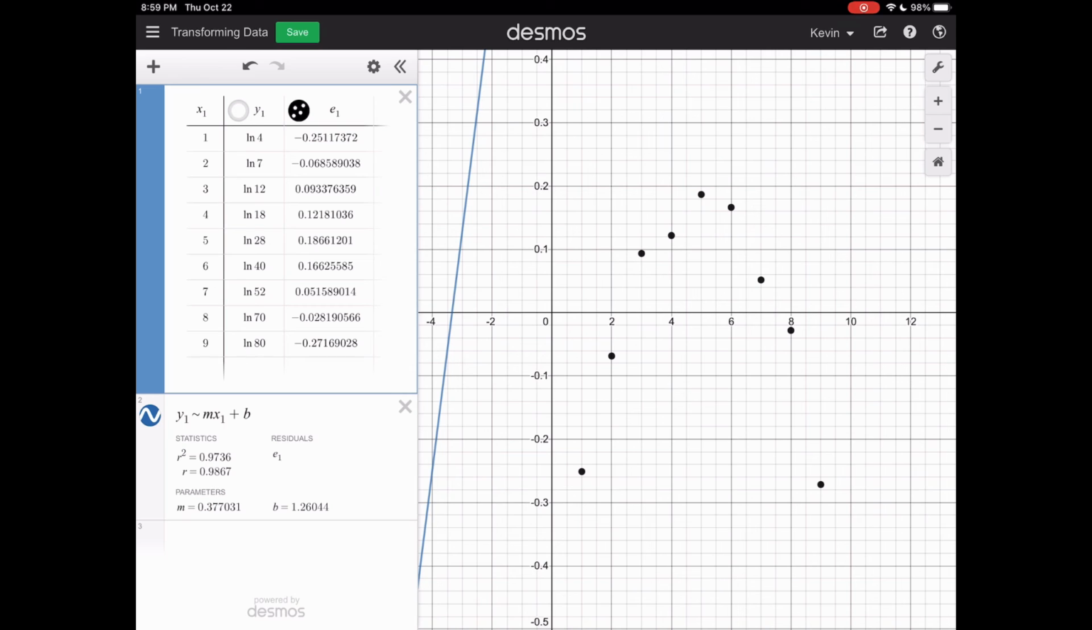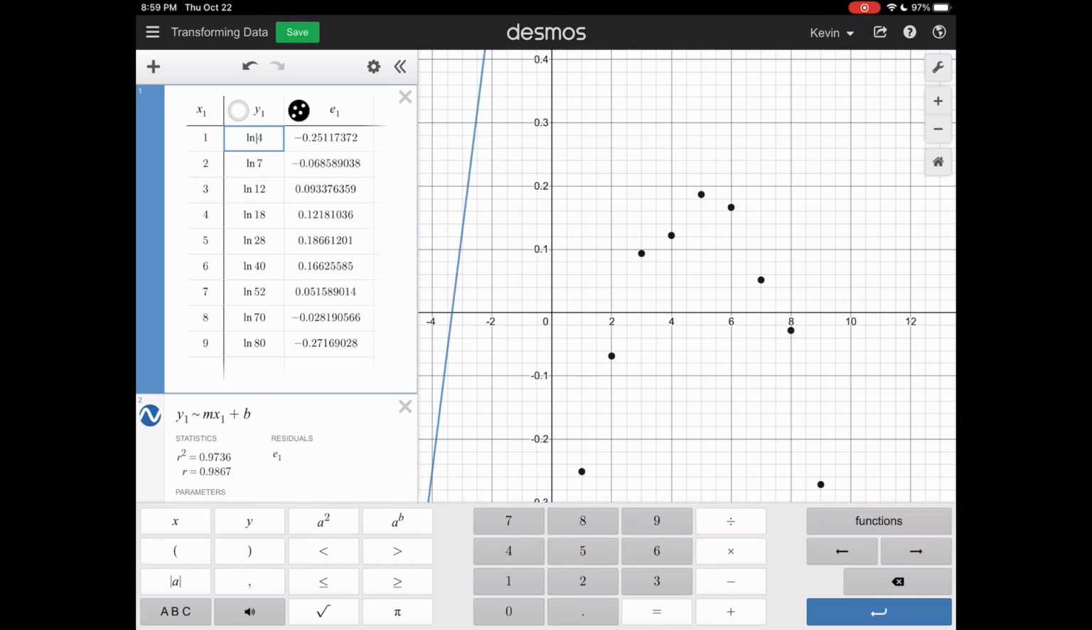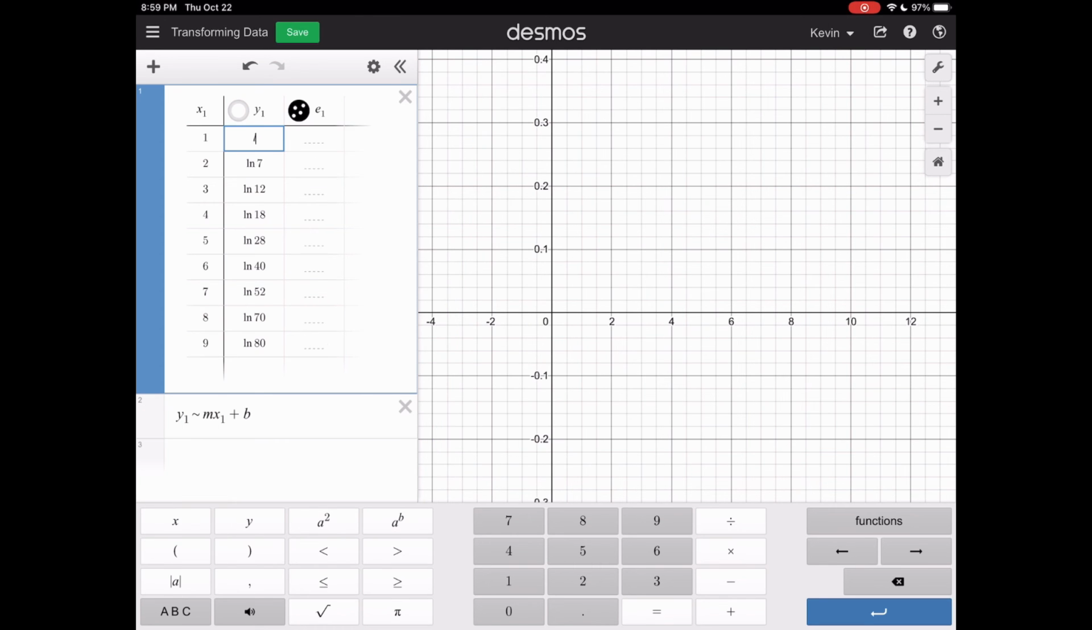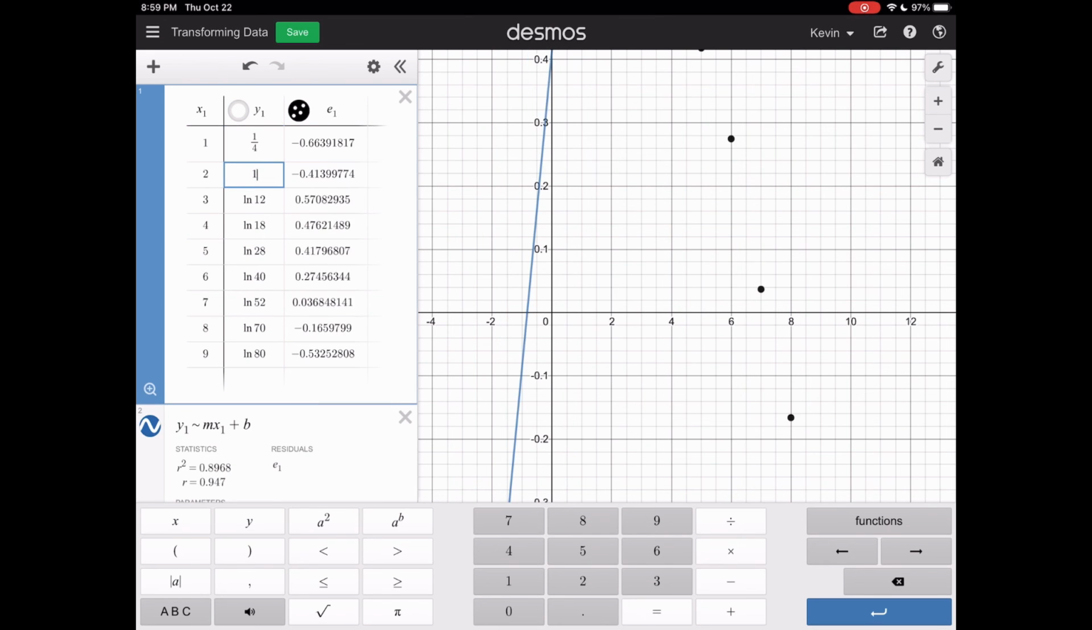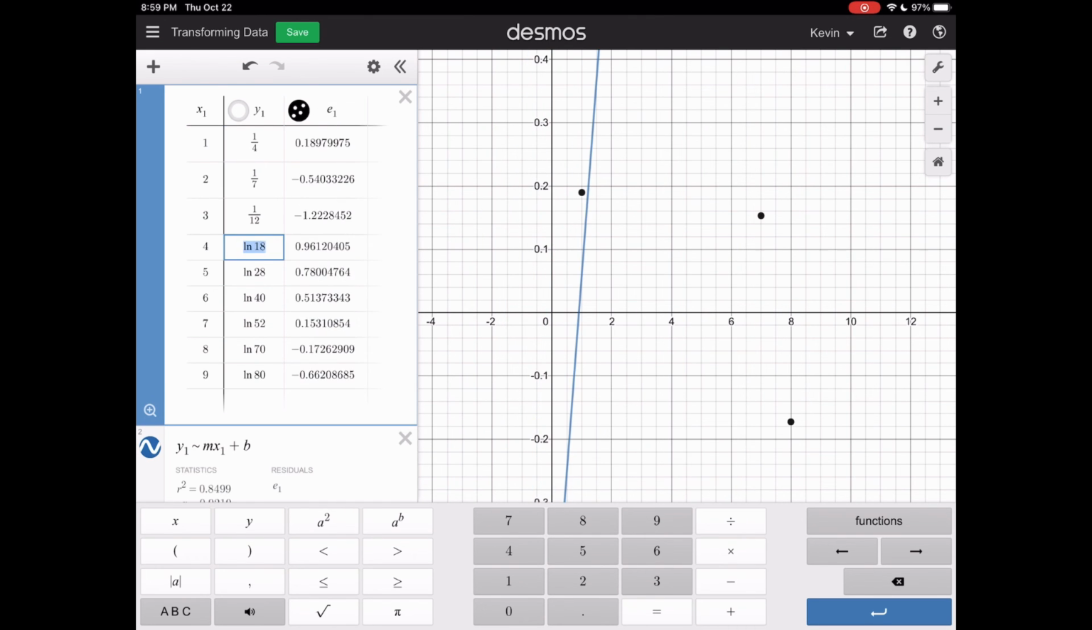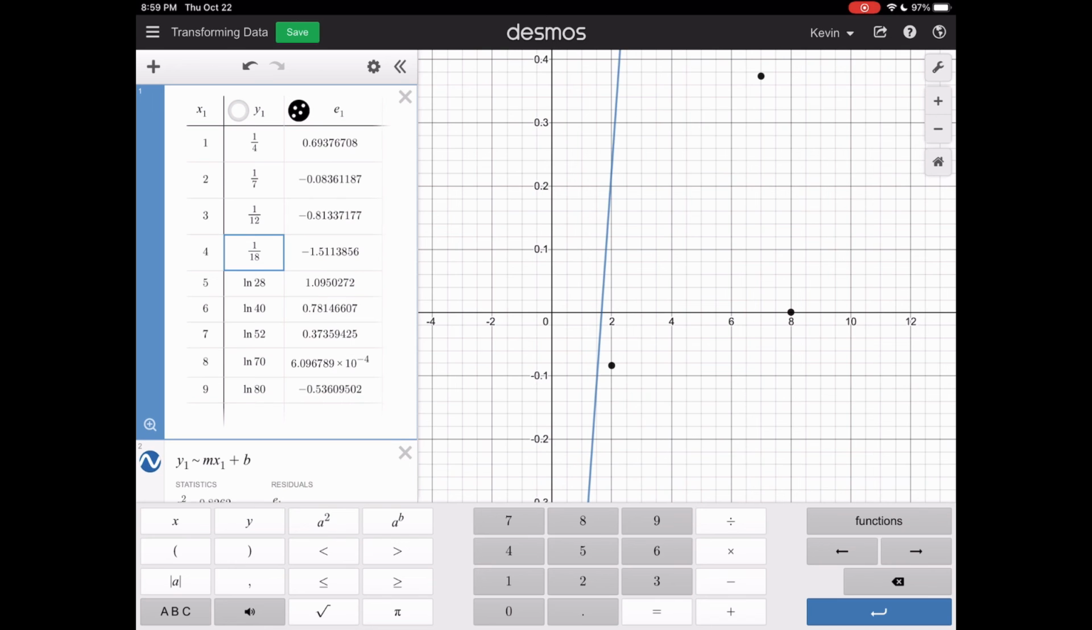Now, you might be asking yourself, and we'll talk about this in a moment, what happens if I have some negative y's and I have this logarithmic pattern? So we'll talk about that. I'm not going to take the natural log of x compared to the natural log of y here because, again, it's not exponential. It's not going to work. But the last one, 1/4, 1/7, and we're going to watch this residual plot change as we go here.